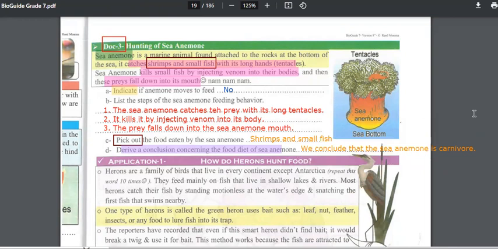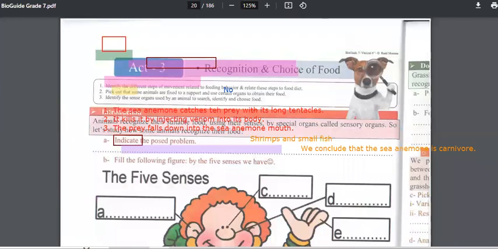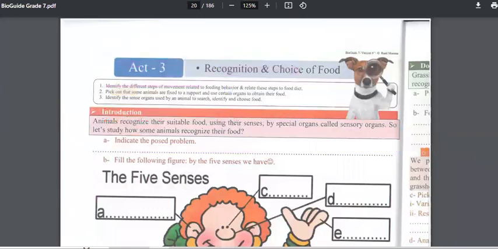In this activity, which is feeding behavior, okay, we did a quick overview of the first activity, which is food diet. In the next video, I'll be starting with the next activity, which talks about how animals recognize and choose their food. See you.